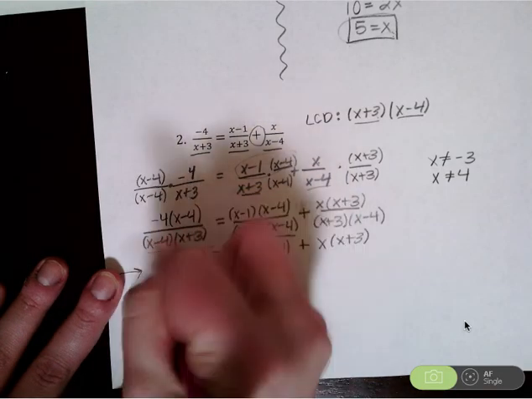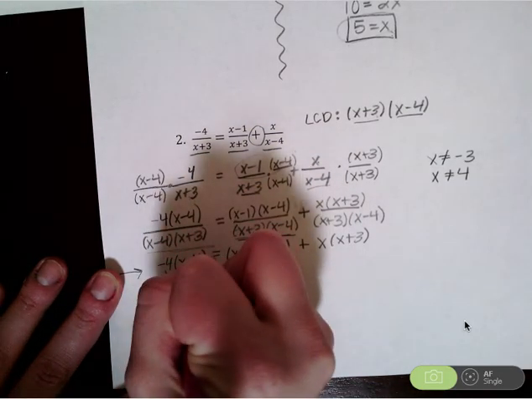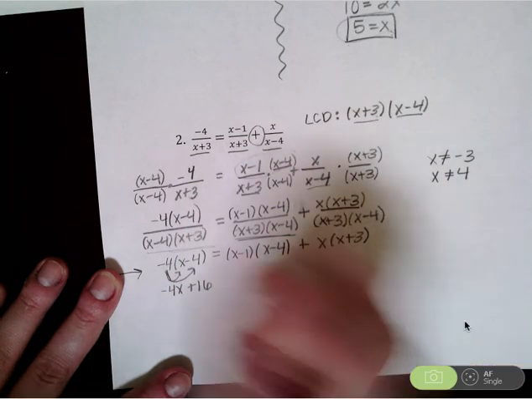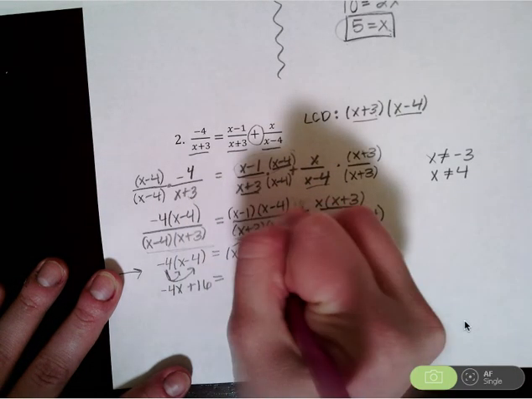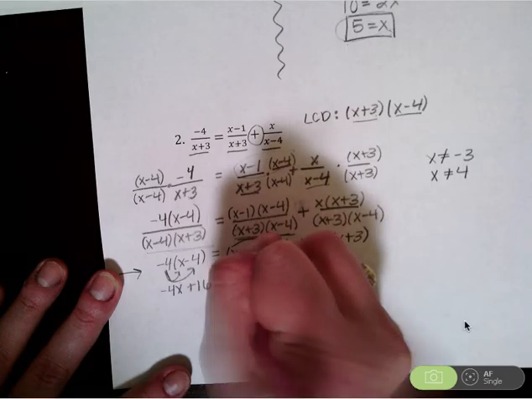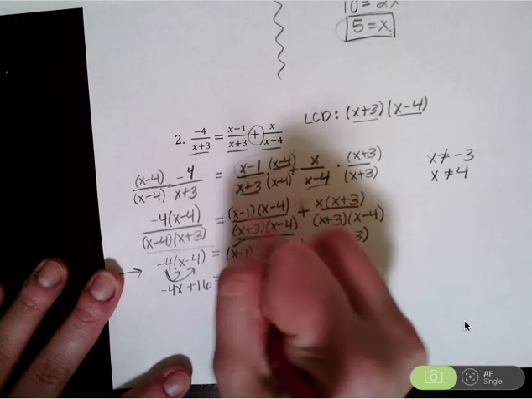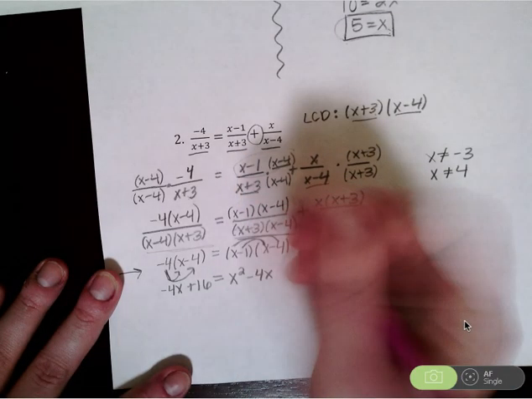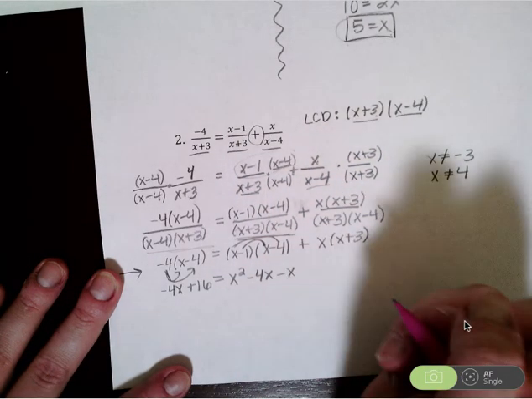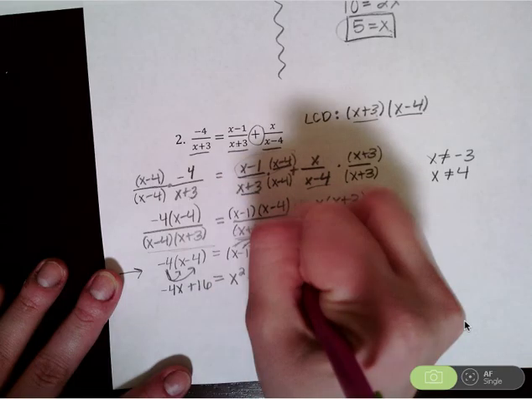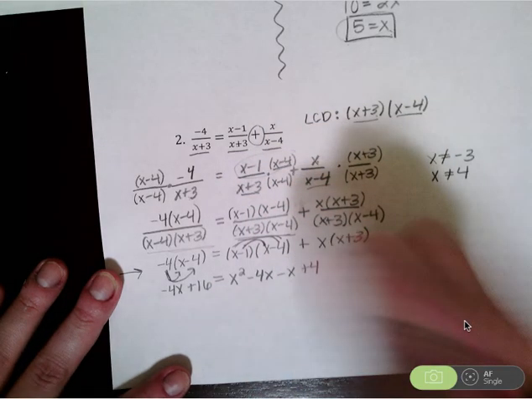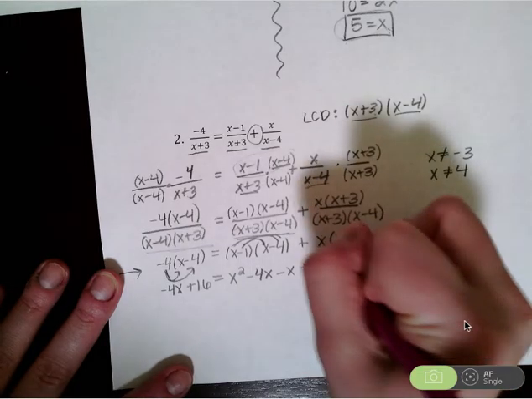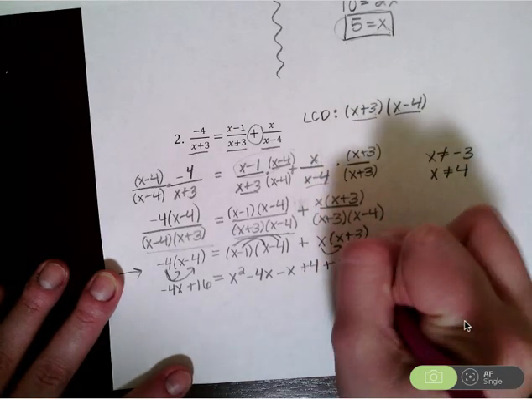Negative 4 times an x is a negative 4x. Negative 4 times a negative 4 is a plus 16. Equals x times x, which is x squared. X times a negative 4, which is a minus 4x. Minus 1 times an x is a minus x. Minus 1 times a minus 4 is a plus 4. Okay, that's the first one. Then we got plus, and then an x times an x, which is an x squared.